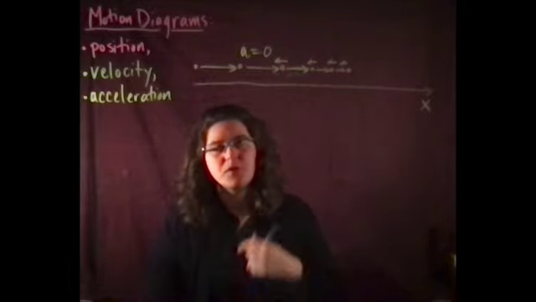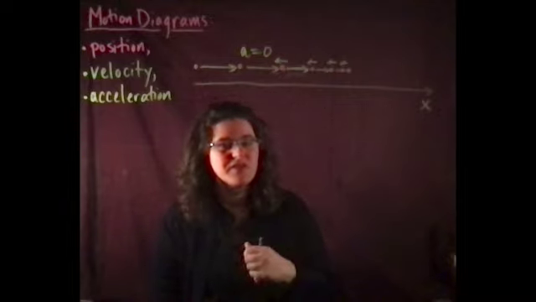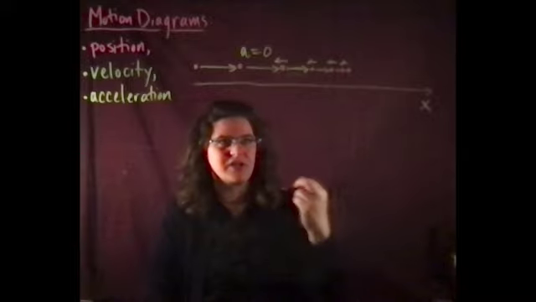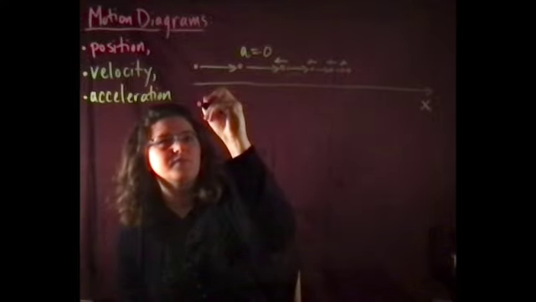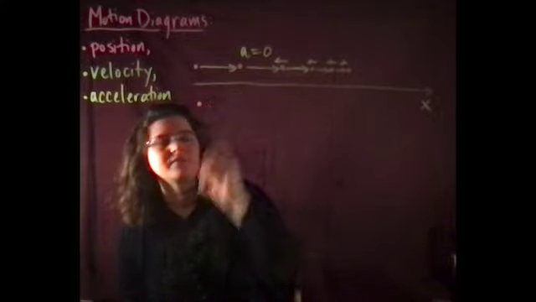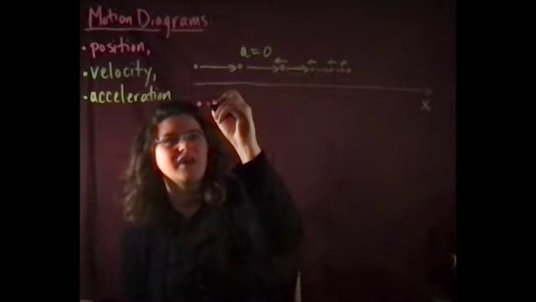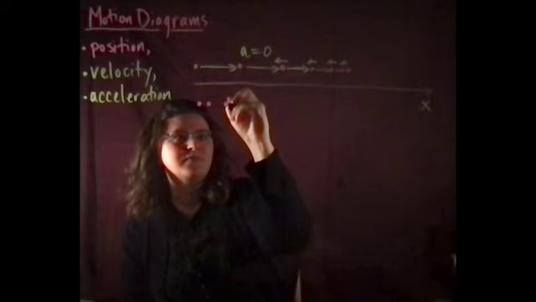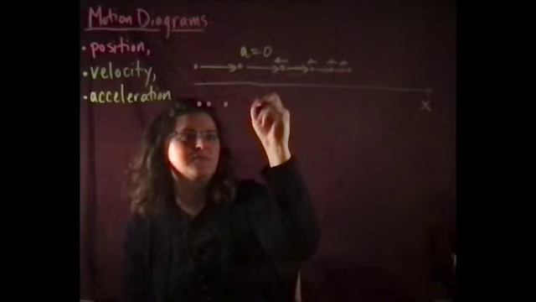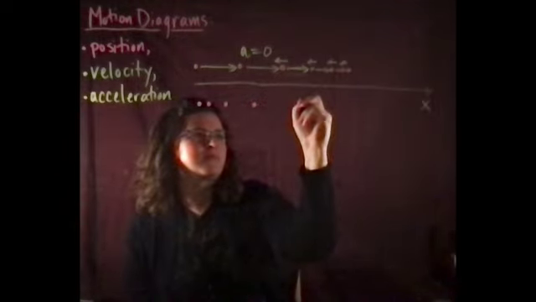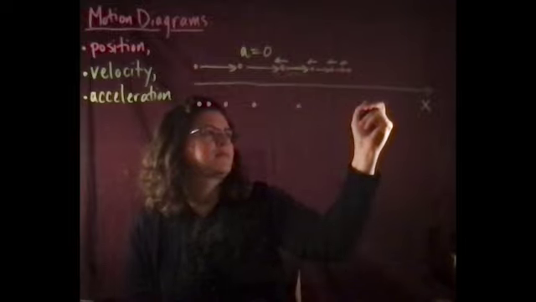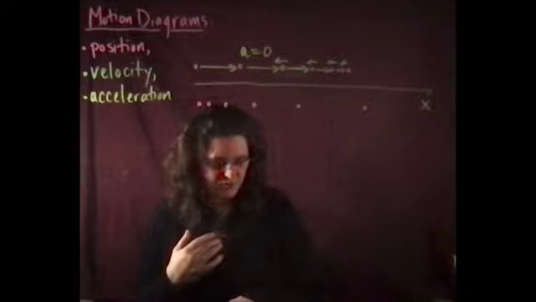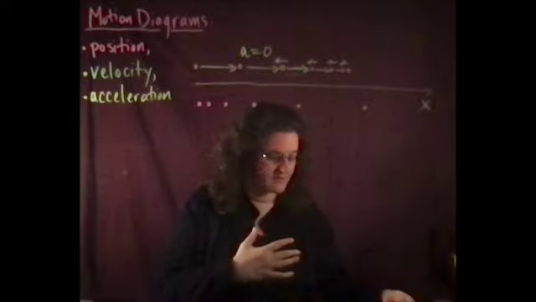Let's consider for a moment a car speeding up. What would the motion diagram look like for a car speeding up? Okay, so I've got a car stationary. A little bit later in time, it moves further and further. Can you predict where the velocity and the acceleration vectors are going to point in this case?